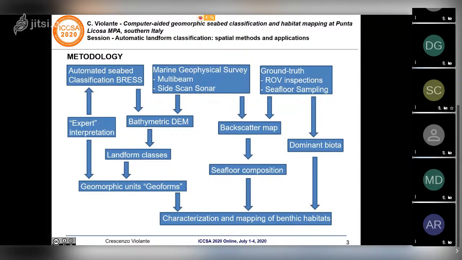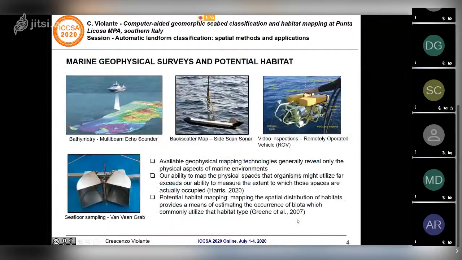Then these geomorphic units or geoforms were combined with seafloor composition information and dominant biota by ROV inspection to construct a map that is about the characterization and mapping of the benthic habitats in the study area.